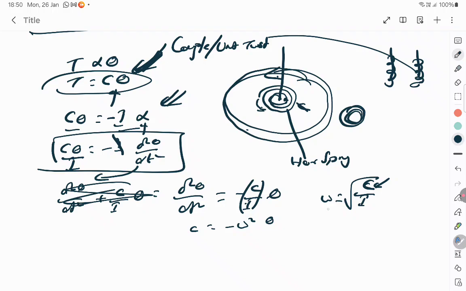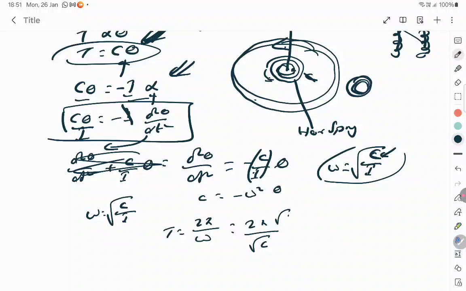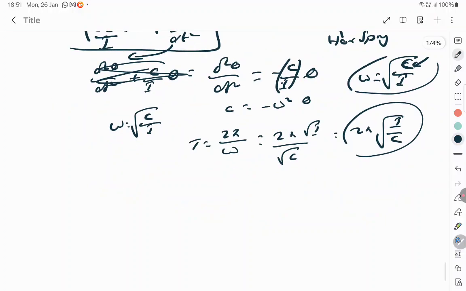They never ask this, but in case they ask you what omega is in the case of a balanced wheel of a watch, then you should be able to write this. You know that omega is basically root of C by I, and so the time period is 2 pi by omega, so 2 pi into root of I by C. So this is the derivation for the time period of oscillation.